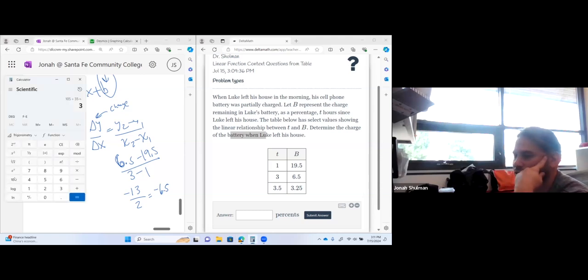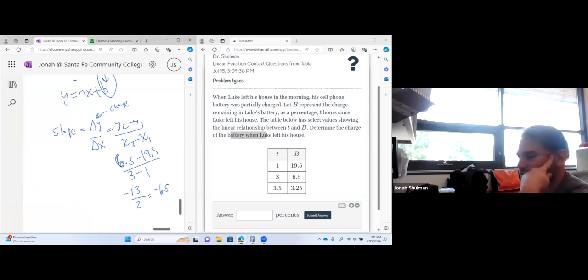We can check, make sure, all right? 6.5 minus 19.5. Look, it's negative 13. Negative 13 divided by 2 is 6.5. All right, so basically now I have most of it, but I still need the b. So y equals mx plus b. Do I have the slope?